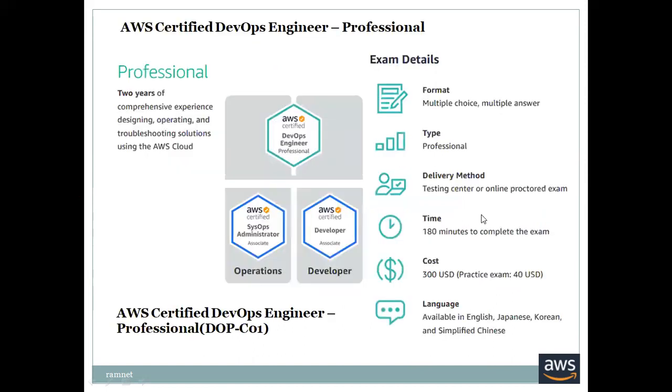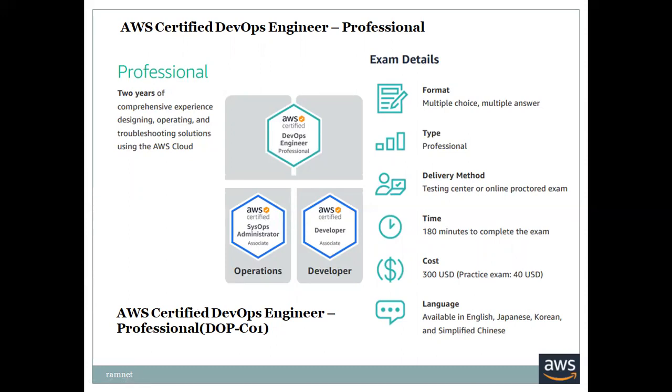exam. Examination details: the format is multiple choice. It's a professional exam. Delivery is the same thing. Time is 180 minutes. Cost is $300. Same thing, like Solution Architect Professional. Language is available: English, Japanese, Korean, and Simplified Chinese. So you will be awarded the DevOps Engineer Professional, DOP-C01, once you clear this certification.